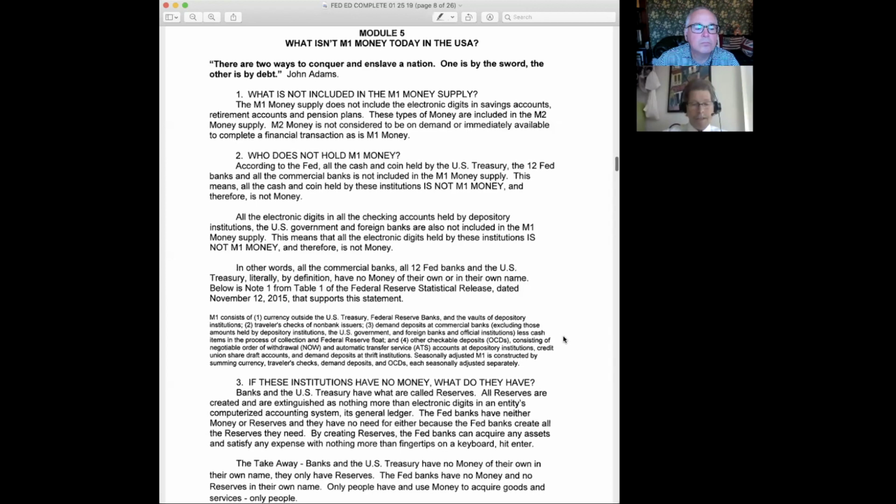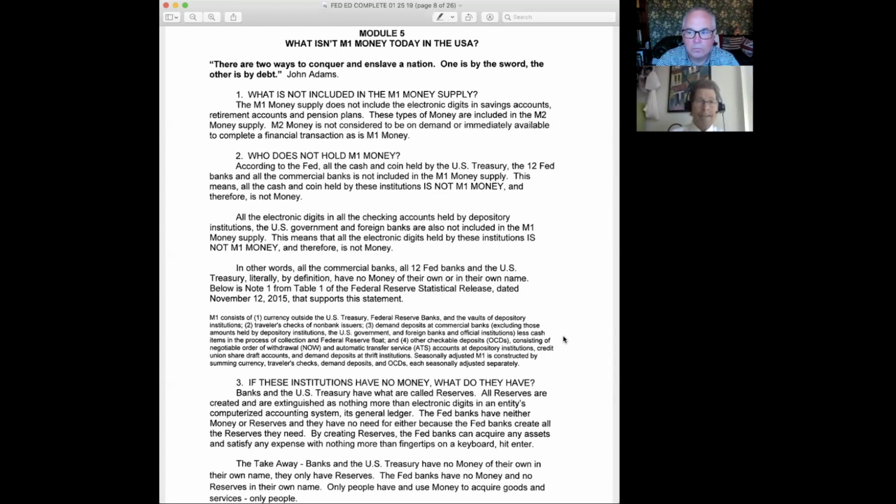Module 5 is what isn't in M1 money today. Well, we know that banks in their vaults and teller drawers have a lot of cash and coin. We can imagine the U.S. Treasury has lots of cash and coin. But in their hands, that cash and coin is not part of the M1 money supply. It's not considered in circulation.